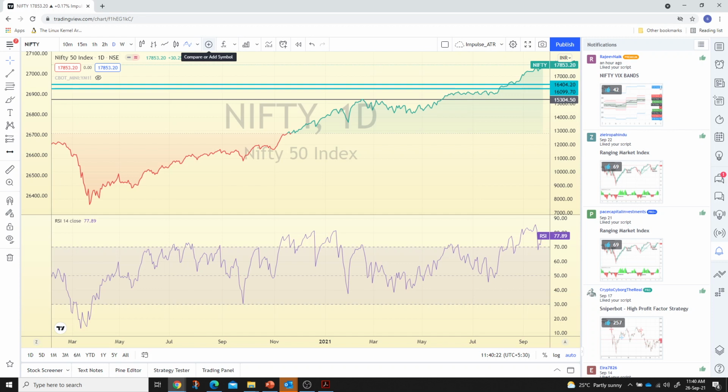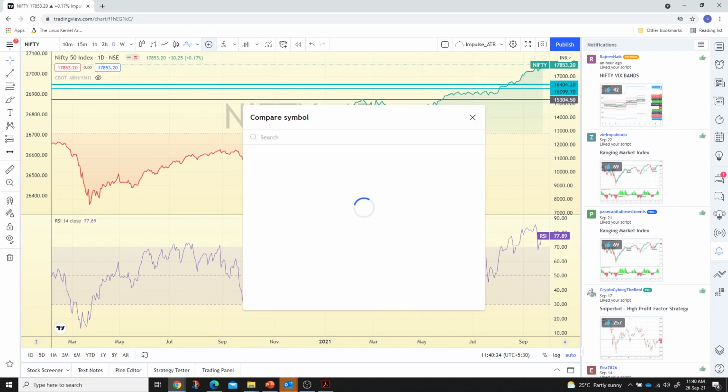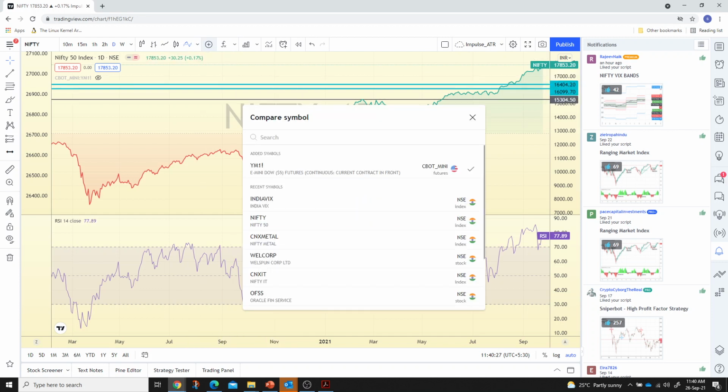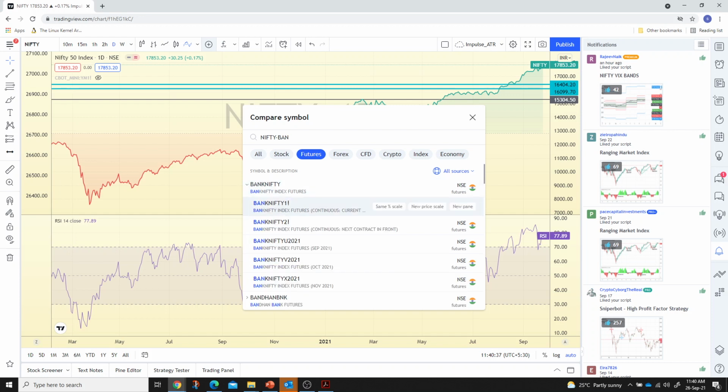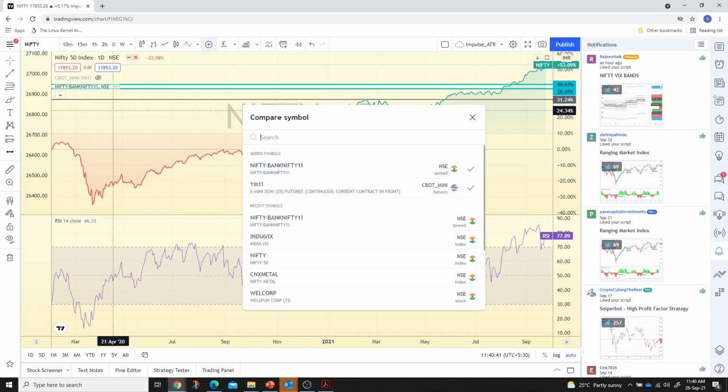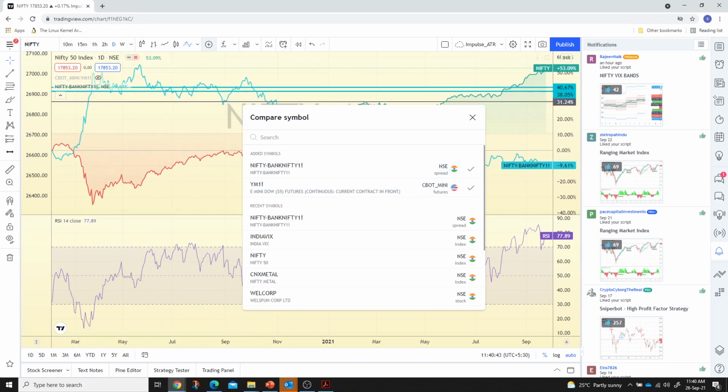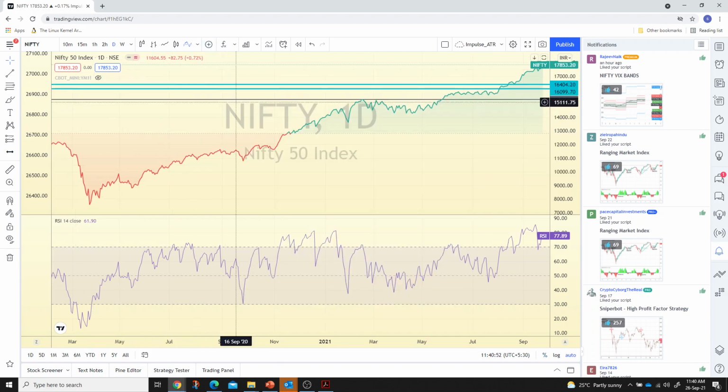Then here one good feature is to compare and add symbol. I can do plus minus. I can say Nifty minus Bank Nifty. I can just see the difference, and it just shows me the difference of the both. I can apply plus minus whatever. I can even do relative, or I can just add a symbol.